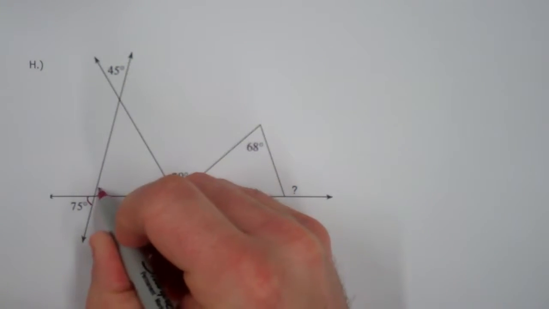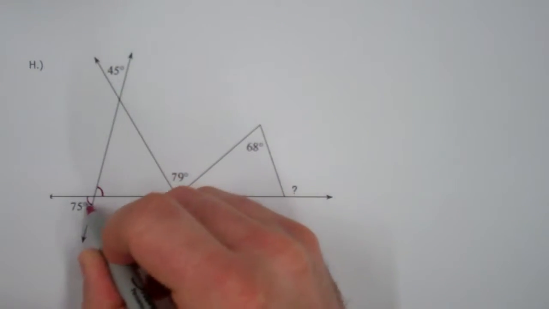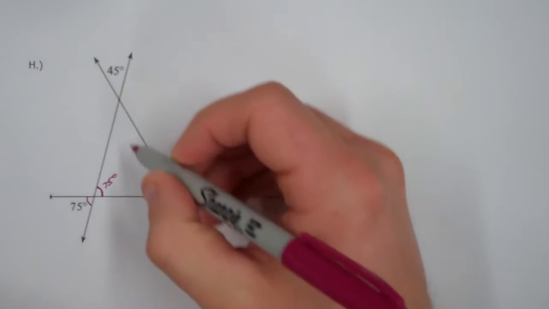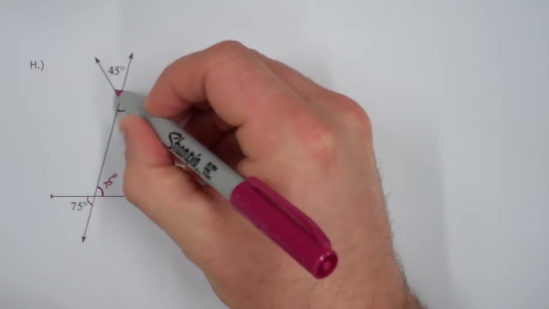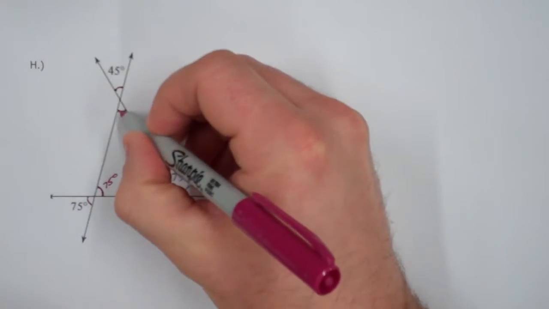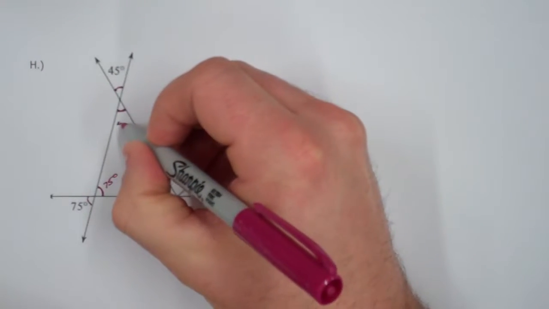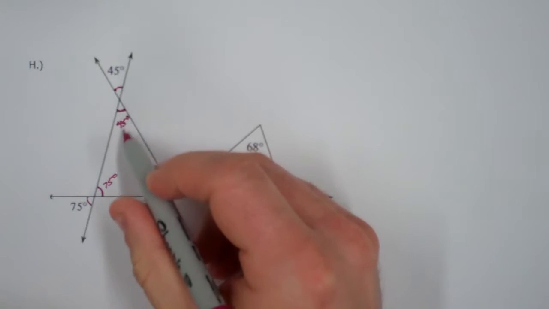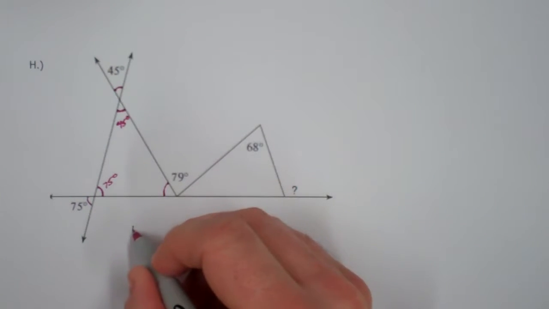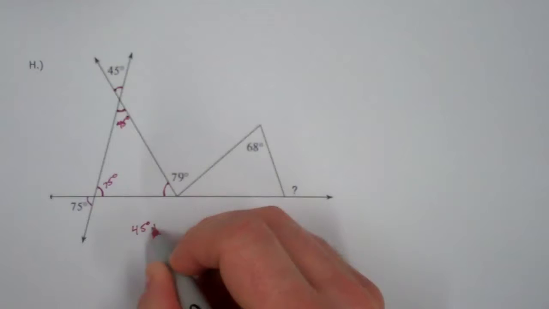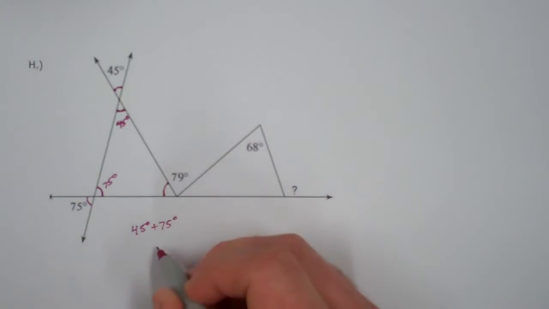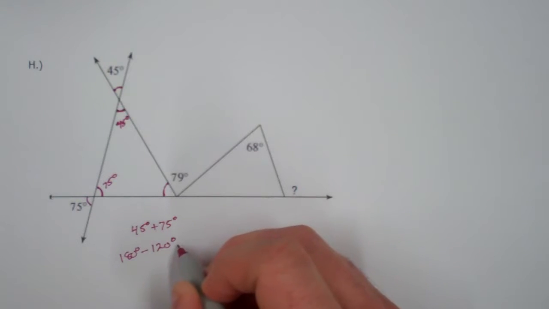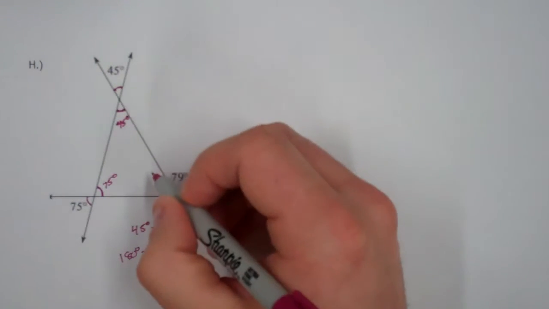Well, 75 degrees in this angle, those are vertical angles, and so they're congruent. So that angle must be 75. We're in luck here because 45 and this angle, those are vertical angles, so they must be congruent. That's going to allow us to figure out this angle here. So 45 and 75 degrees, that's 120. And we're going to subtract that from 180, giving us 60 degrees.